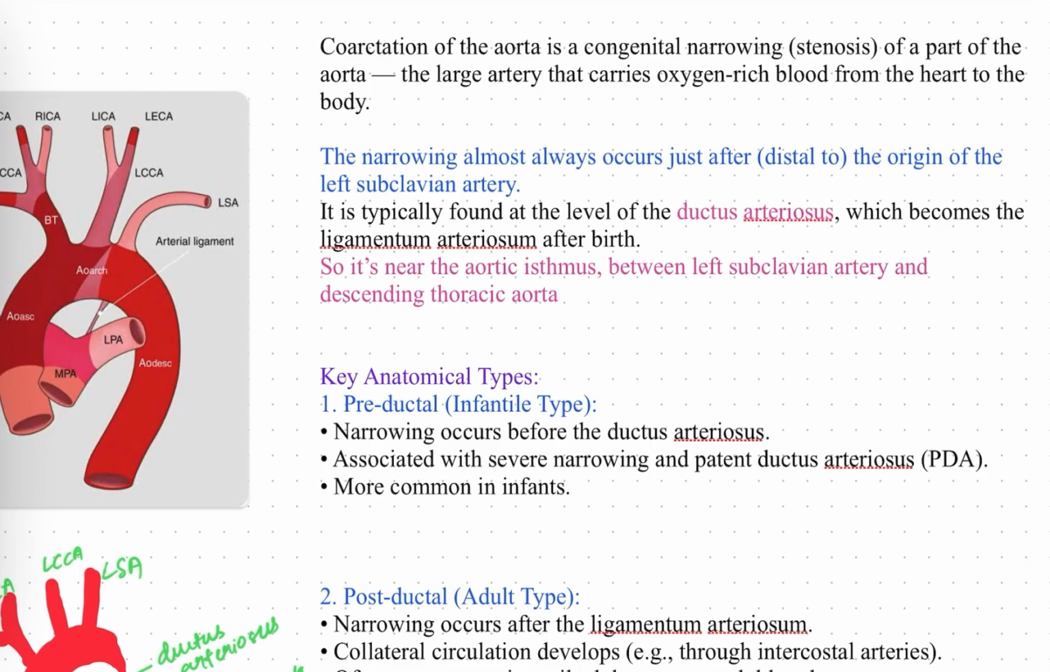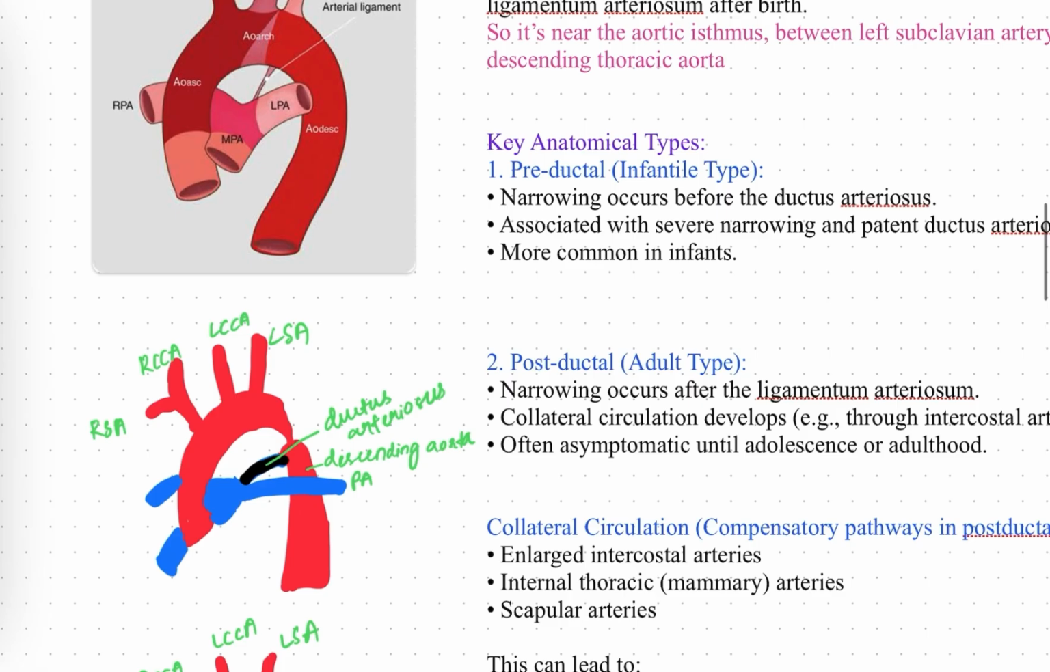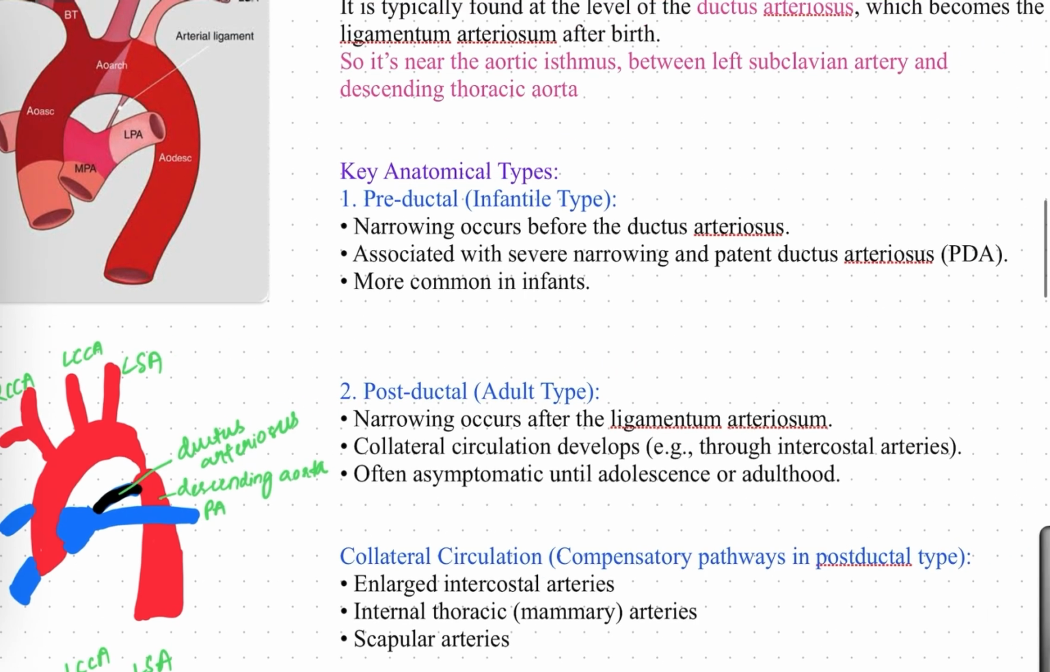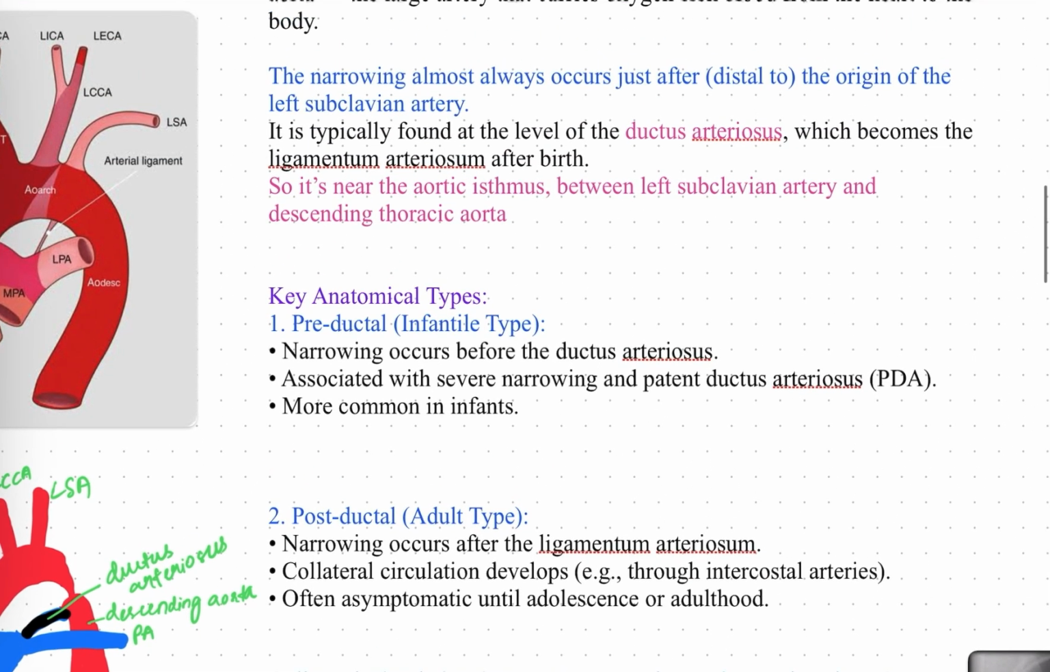So what is this ductus arteriosus? It is there before birth to shunt the blood before it reaches the lungs, because the lungs are not functional before birth. So it shunts the blood from the pulmonary artery to the aorta. So there is a right to left shunt in babies, to maintain the circulation, because the lungs are not functional before birth. This ductus arteriosus eventually becomes the ligamentum arteriosum after birth.